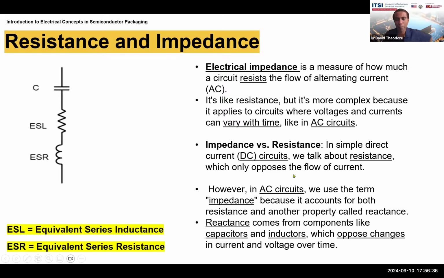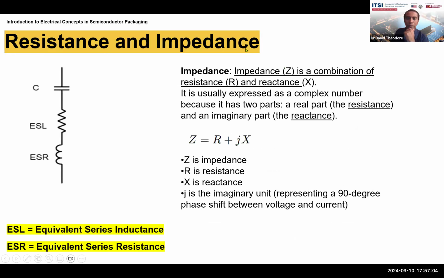That's one way of understanding that. So we talk about that in direct current circuits. However, in AC circuits, we talk about impedance because it accounts for both resistance and another property called the reactance. The reactance comes from other components that we're now talking about, like capacitors and inductors, which oppose changes in current and voltage as a function of time.